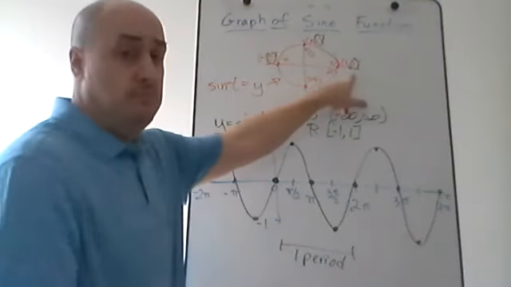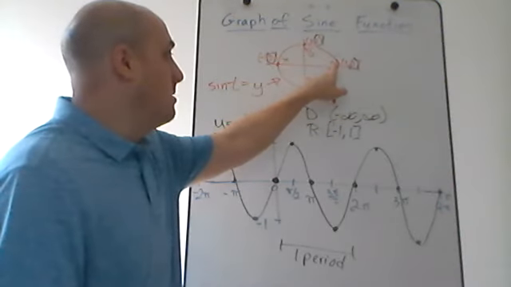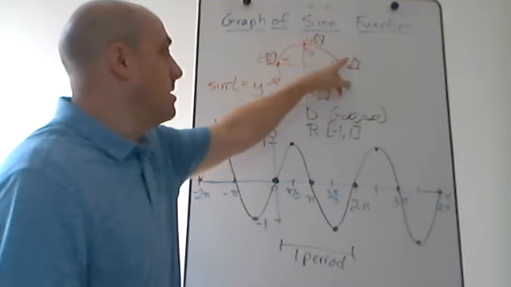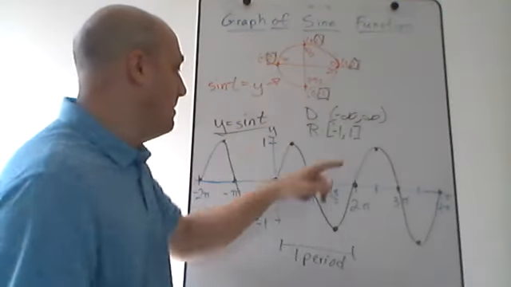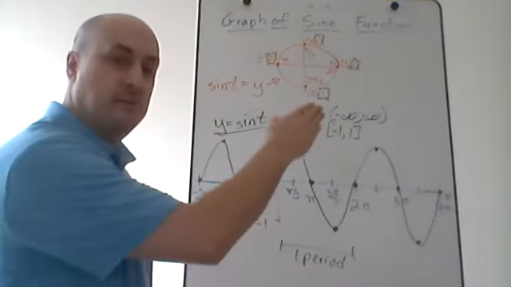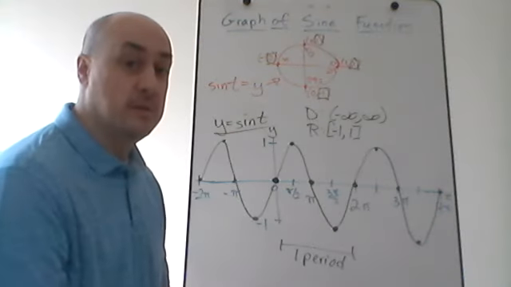Just put up the unit circle and say, when I start at 0, my y coordinate is 0, and as I move around the circle, it goes up to 1, then down to 0, then down to -1, and back to 0. That gives you the blueprint of how the graph of the sine function is going to go.